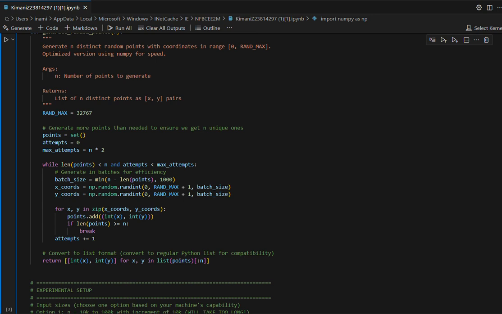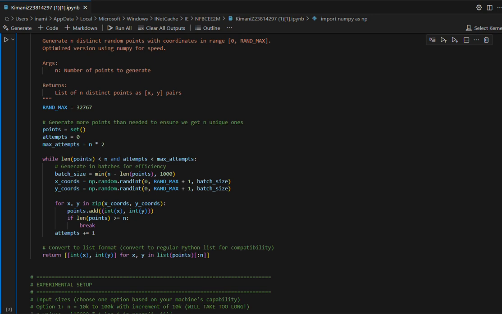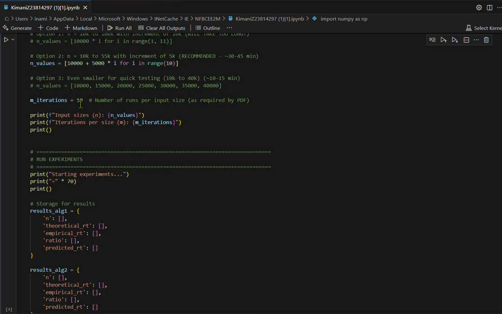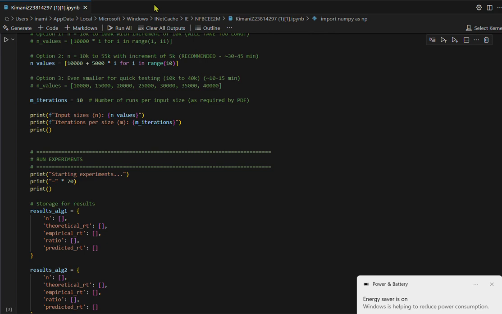Then I set up the experiment testing different input sizes ranging from 10,000 to 55,000 and running each size 10 times to get an average result. So I make sure I do the trials 10 times. As you can see right here, 10 iterations.